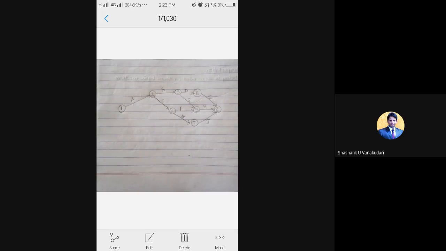And here 3 to 6 activity D, very good. And 3 to 5 activity E. And then 4 to 5 activity F. And next 4 to 7 activity G. And 7 to 8 activity J. Yes, correct, Rasha. Very good.